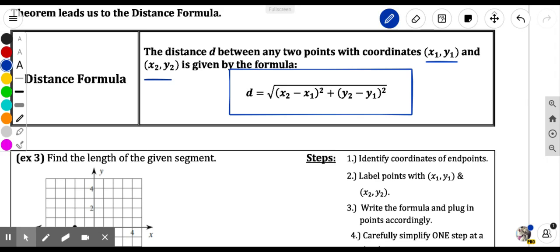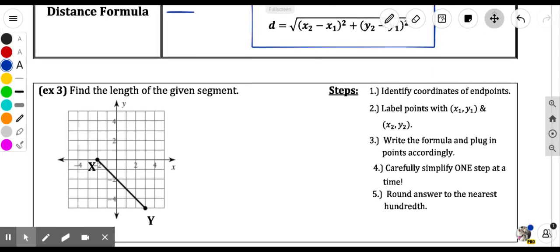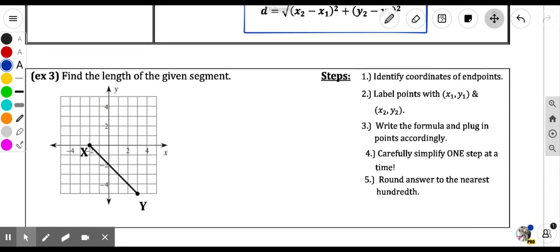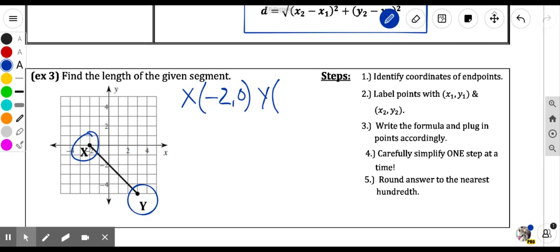That's all it is. Okay, so we're going to do a few examples of this, and then that's it. So this first one, in order to find the length of this, I need the ordered pairs of the endpoints. So x is at -2, 0, and y is at 3, -5.